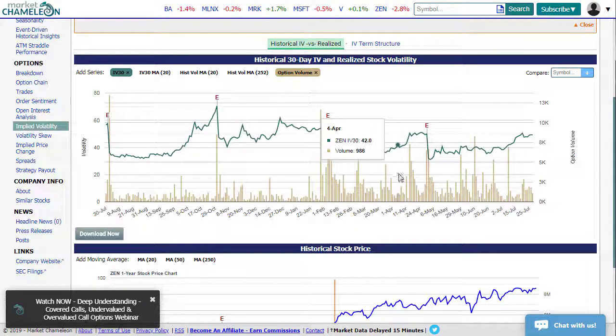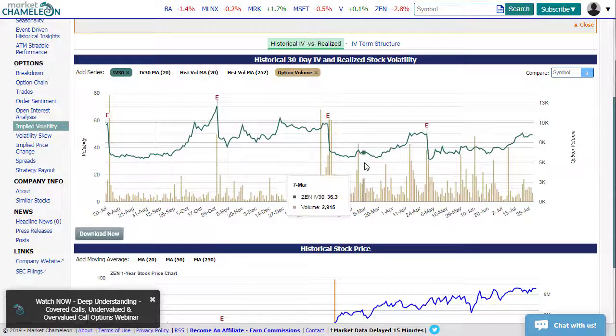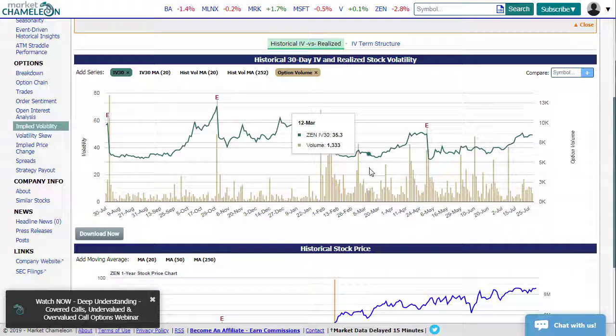And then you could maybe do a debit spread to take advantage of this. So you would be buying maybe an at the money call option, and then maybe selling an out of the money call option and trying to capture some of this premium. And so that's one way of trading the implied volatility in these stocks.